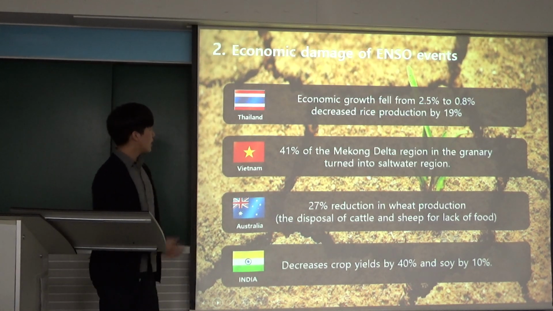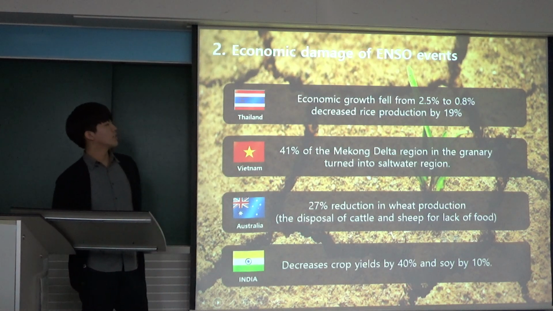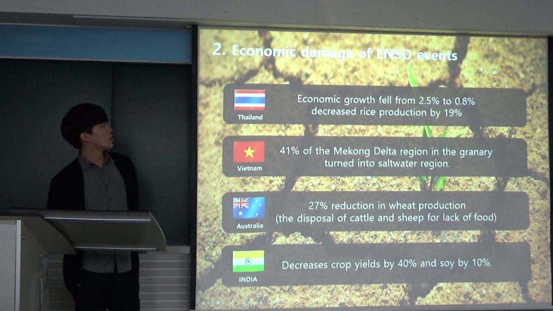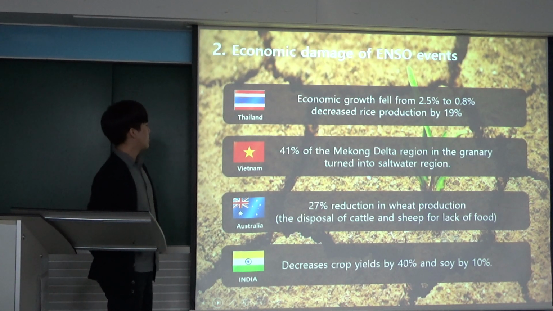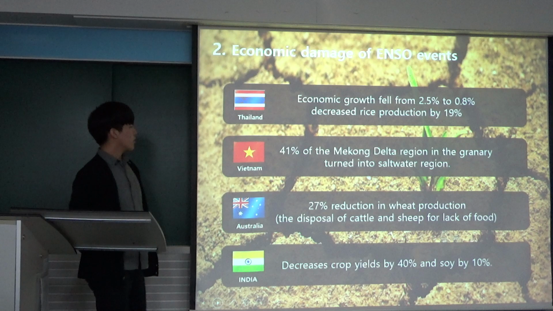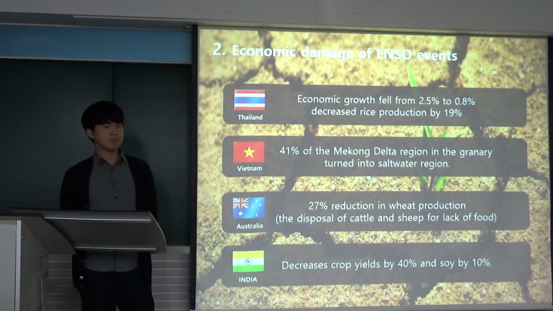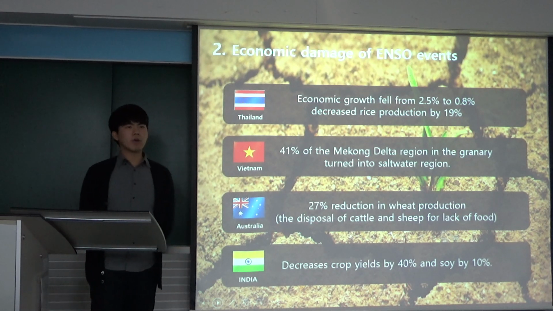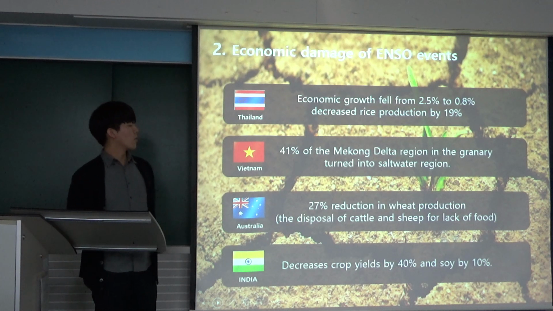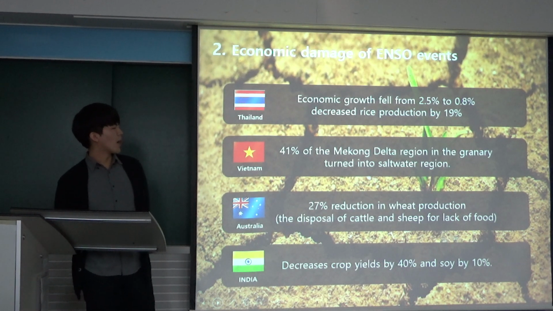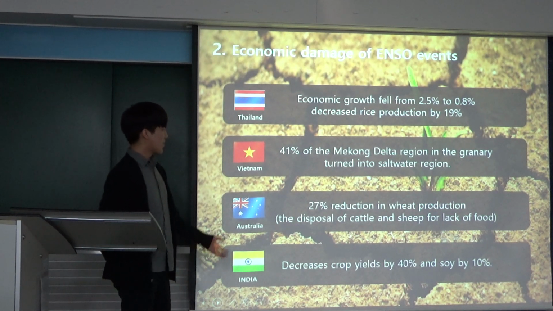So first, Thailand's economic growth fell from 2% to 0%, and rice production decreased by 19% compared to the previous year. And second, Vietnam. 41% of the Mekong Delta region, the granary, turned into a water region. Seawater flowed backward because the Mekong River dried up.